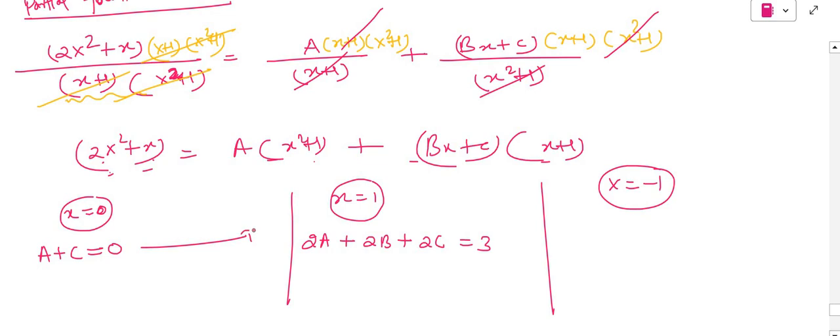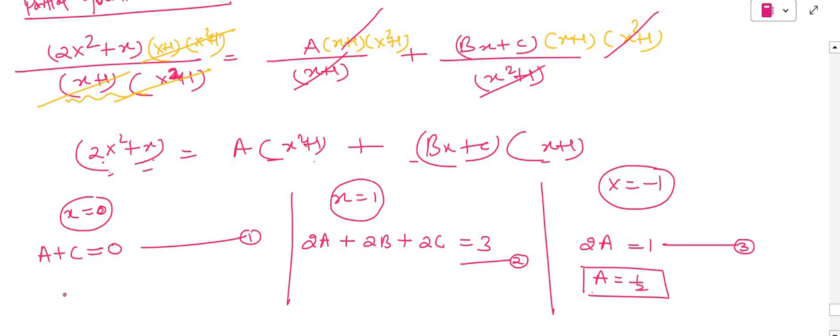This is equation number 1 and this is equation number 2. If you put x is equal to minus 1, here I think we will get 2a is equal to 1. This is equation number 3. So if you solve, a is equal to 1 by 2.